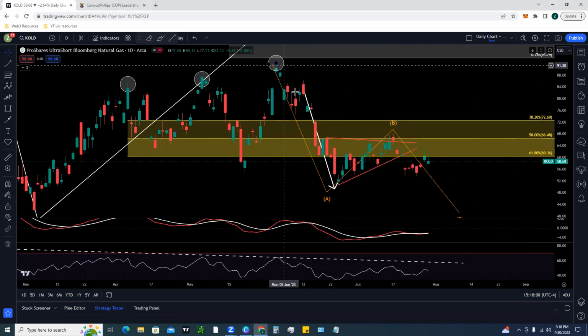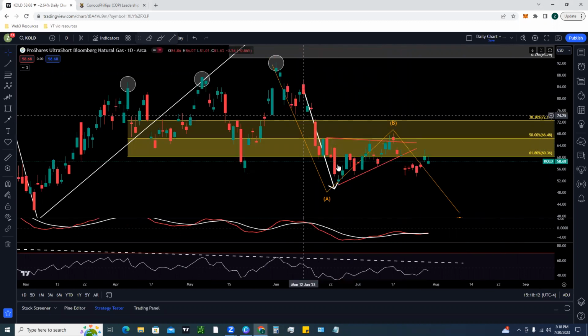You can see we had the strong move down, then we formed a pennant right here. All right, so bear pennant, bear flag, whatever you want to call it. And we had a look above and fail right here, which is pretty significant, right?